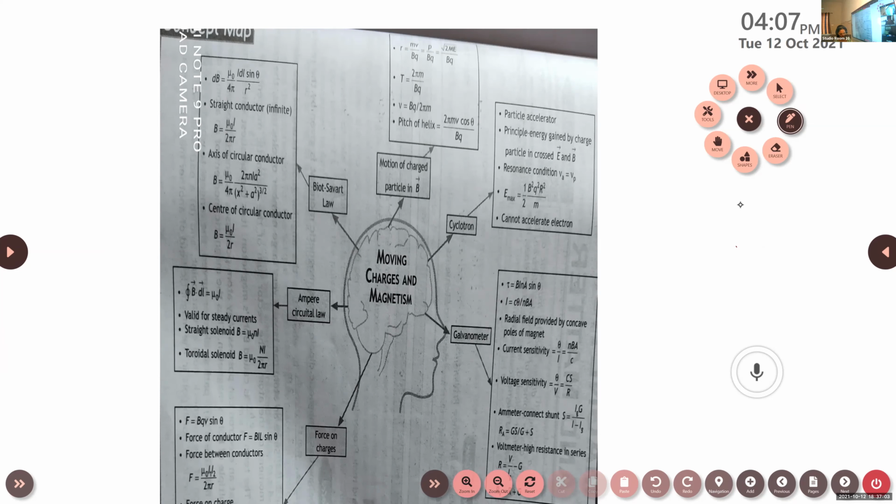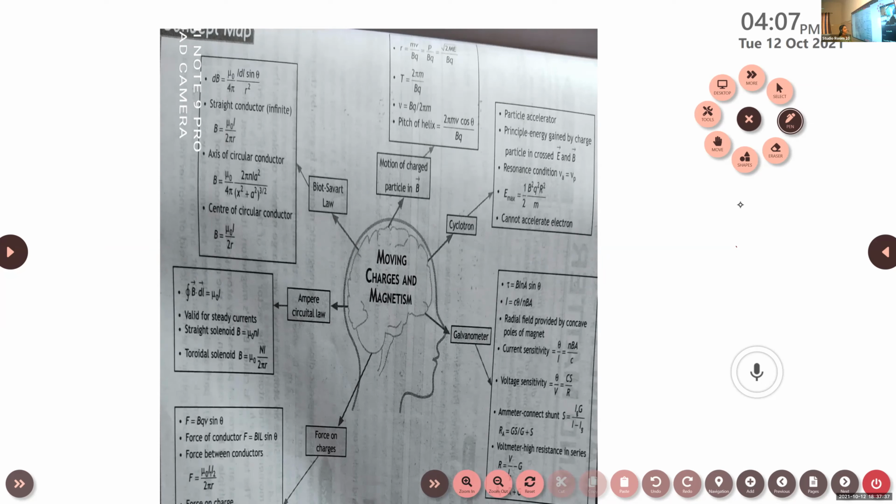And what about the equation? The mathematical expression for Lorentz force? Force due to magnetic field is given by Q into V cross B, and force due to electric field is given by F is equal to QE. And Lorentz force is the combined effect of these two forces. That is, F is equal to QE plus Q into V cross B. Okay.